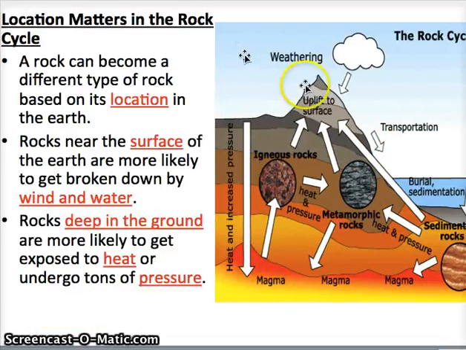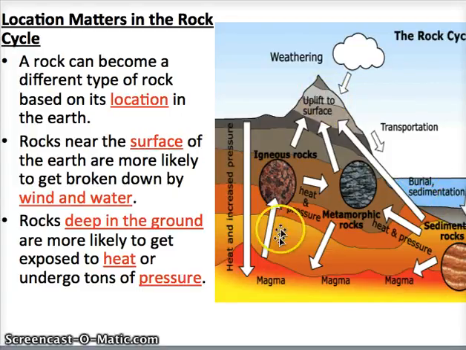It also depends on location. So a rock, if it's closer to the surface of the Earth, like up here, it's going to get more exposed to things like wind and air and water, and that's going to cause it to break down into smaller particles, which will form sediment.